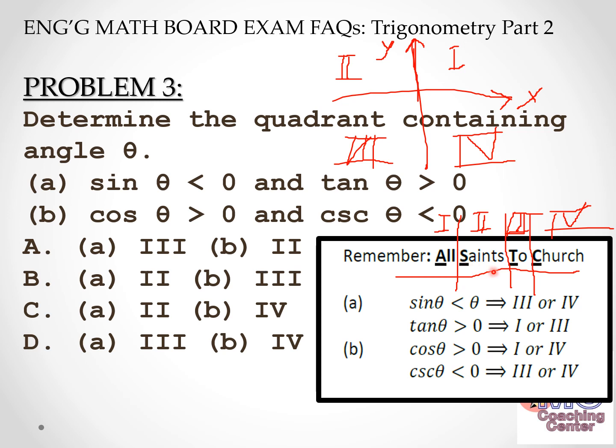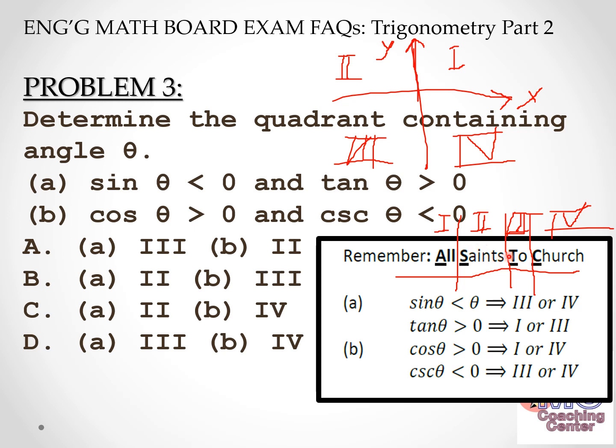Itong saints naman, S, that is sine. Only the sine function and yung reciprocal niya ang positive sa second quadrant. Bakit naman? Di ba sine will represent your y-axis. So therefore, ano ba yung reciprocal ng sine? That is cosecant. So therefore, ang positive dito, sine at saka cosecant.